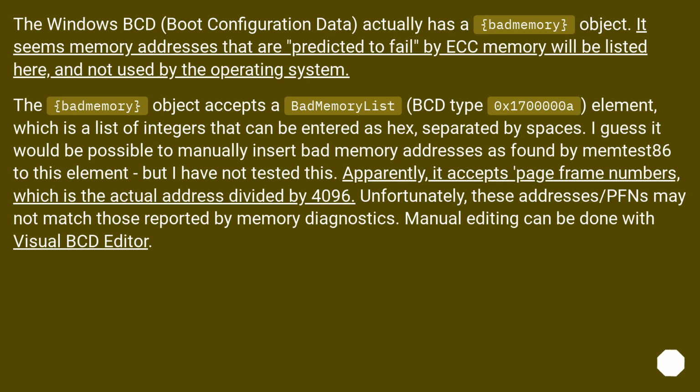The Windows BCD, boot configuration data, actually has a bad memory object. It seems memory addresses that are predicted to fail by ECC memory will be listed here, and not used by the operating system. The bad memory object accepts a bad memory list, BCD type 0x1700000A element, which is a list of integers that can be entered as hex, separated by spaces. I guess it would be possible to manually insert bad memory addresses as found by MemTest86 to this element, but I have not tested this.